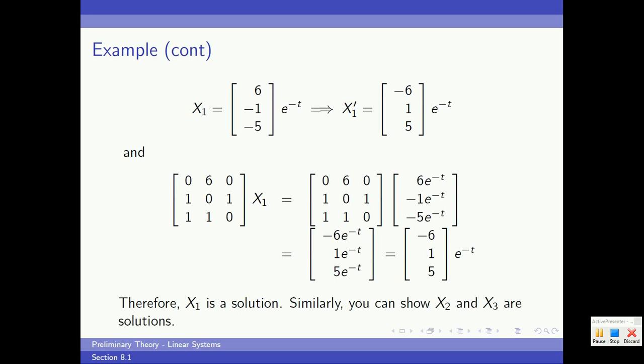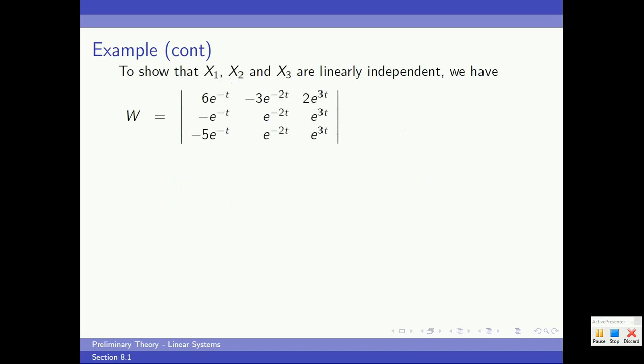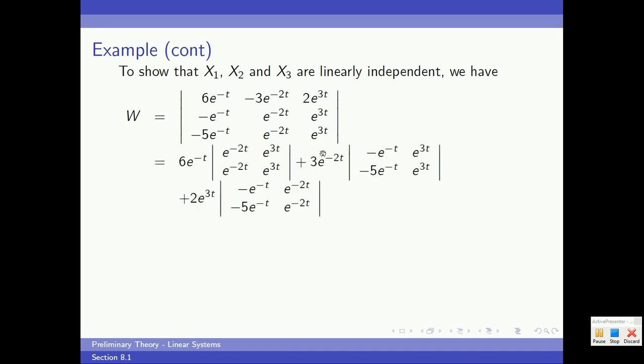I can similarly show that x2 and x3 are solutions by going through the exact same process. Okay, so now let's show that they're linearly independent. I put them as my columns in my Wronskian. And then again, I'm going to go across this top one. So I'm going to have plus 6e to the negative t times this part. I'm going to have the minus a negative 3, so this is where that's plus, times these two and these two, and then plus 2e to the 3t times this part.